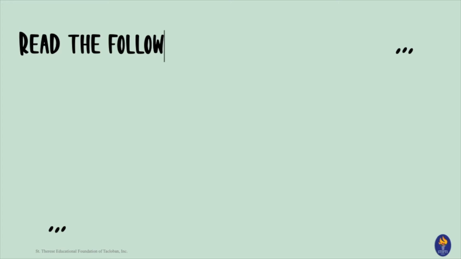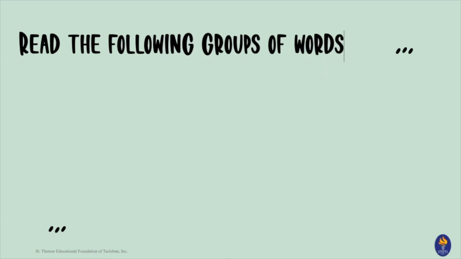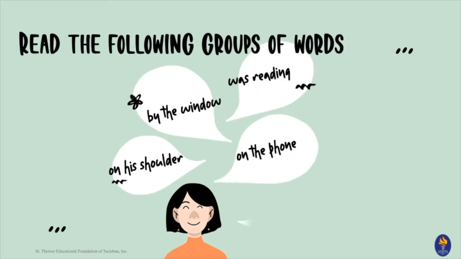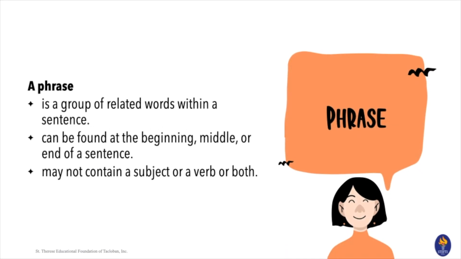Take a look at the following groups of words. On a shoulder, by the window, was reading, on the phone, very slowly. These are not sentences because they do not express a complete idea. These are what we call phrases. A phrase is a group of words that does not express a complete thought.